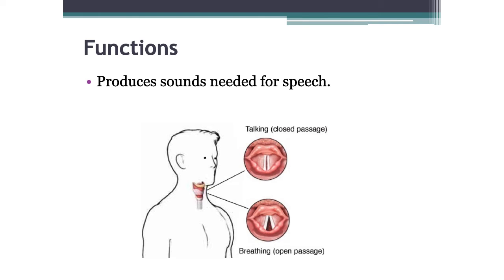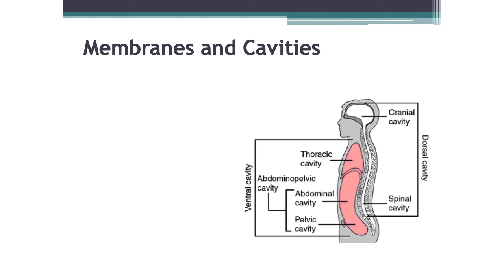Functions: produces sound needed for speech. So we see right here, we have talking, and what ends up happening is air rushes past your vocal cords, and those vocal cords vibrate, causing sounds. It also aids in the sense of smell. All right, so that covers the functions of the respiratory system.